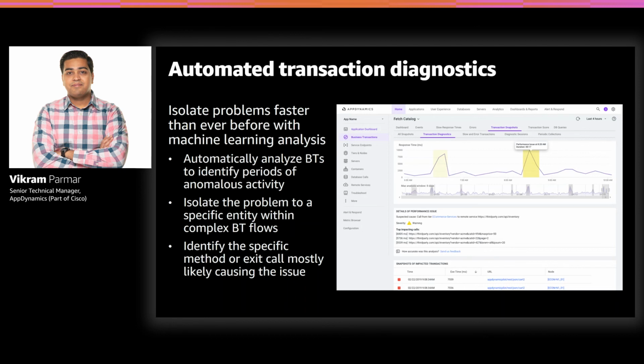Now you can quickly analyze business transactions such as login, checkout, payments, or anything else that is very important to your business by isolating anomalous behavior from the rest. Learn the root cause, pinpoint the issues rapidly before the issue becomes a major downtime event.